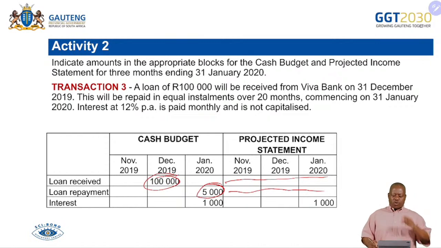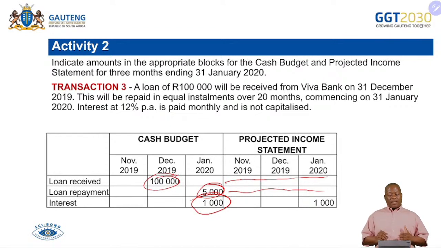Interest is going to be paid at 12% per annum, and it's not capitalized. When they're saying it's not capitalized, they're saying it's not going to be added onto the loan, but it is going to be paid every month as it is being calculated. Which therefore means we are going to start calculating our interest and paying it in the month of January. So we find 12% of 100,000 times 1 over 12, because we want to find interest for 1 month. And the answer is 1,000. So we are going to pay interest of 1,000, sorry, in January.